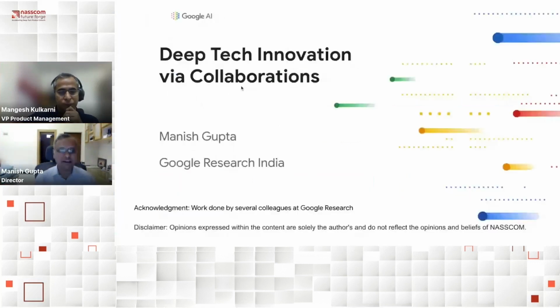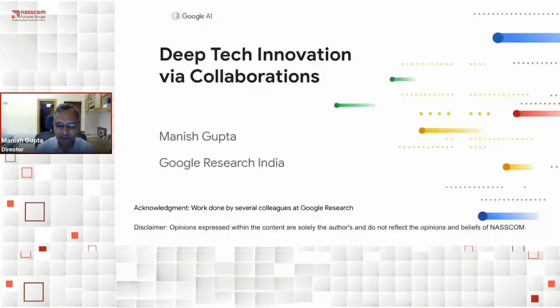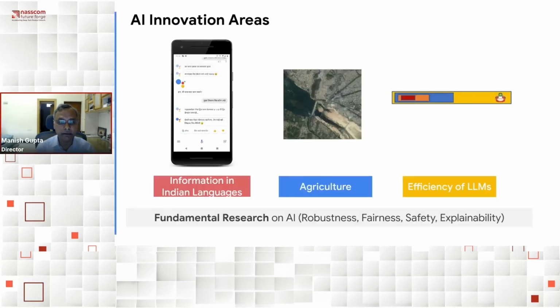So, I was asked to talk about deep tech innovations through access to global experts. So I've transformed the topic a little bit into talking about global collaborations. How do we innovate right here, from India, on some of the most impactful problems through collaborations with our colleagues and even external collaborators from academia. I'll talk about three broad areas. One covering access to information in Indian languages. The second theme I'll pick is agriculture.